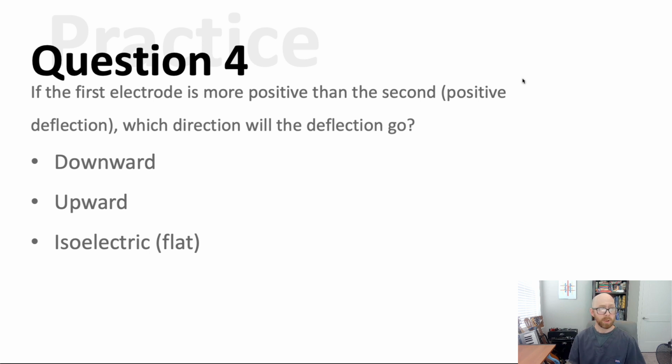Okay, question 4. If the first electrode is more positive than the second electrode, meaning it's a positive deflection, which direction will the deflection physically go on the EEG recording? Would it be downward, upward, or isoelectric, meaning flat? If you answered downward, you'd be correct.